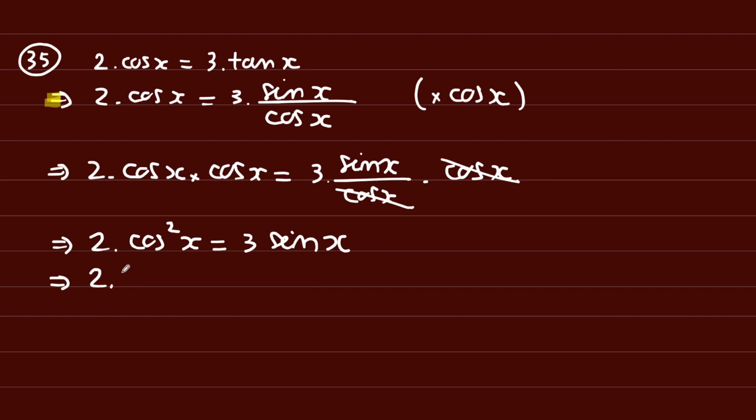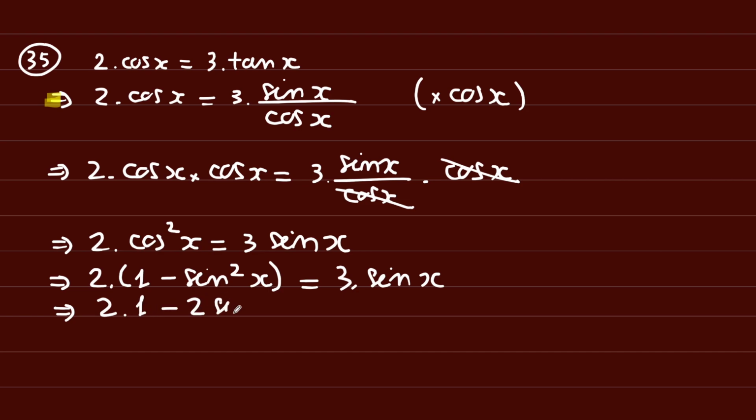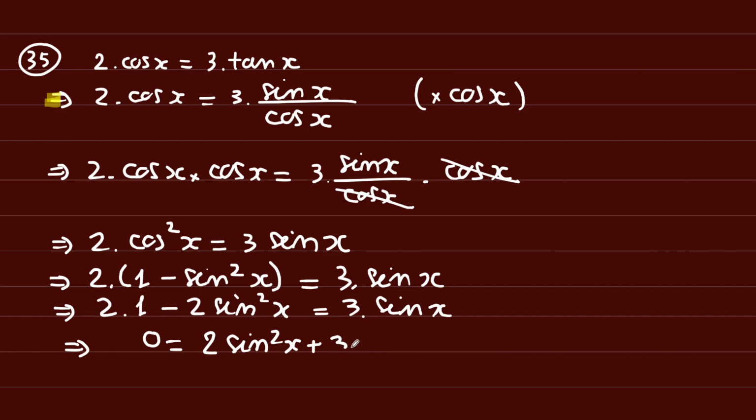About the term cos square here, it is equal to 1 minus sine square x inside the bracket like this one. And then we can expand the bracket and change the position of the terms in the left hand side. And after we move 2 terms from the left hand side to the right hand side, you got here 2 sine square x plus 3 sine x minus 2, like this. Okay, this is a quadratic equation: 0 equal to 2 sine square x plus 3 sine x minus 2.